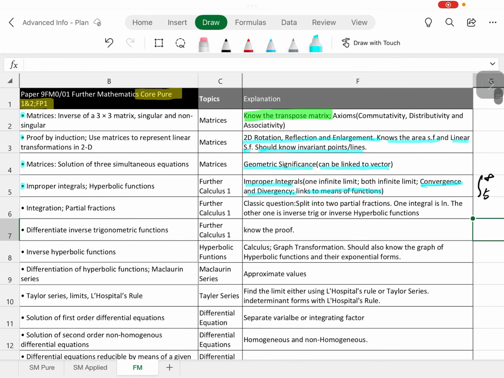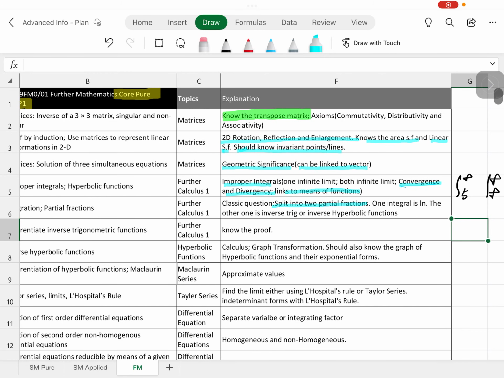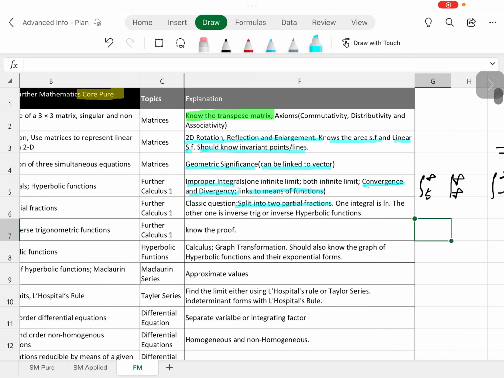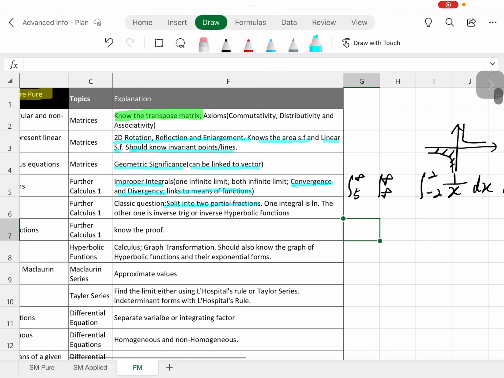Right. So next one would be integration and partial fractions. So this one, I think the most classic example would be I give you a fraction, you need to split it into two partial fractions. One integral is in ln, the other one would be inverse trig or inverse hyperbolic function. So for example, let me think about the example.